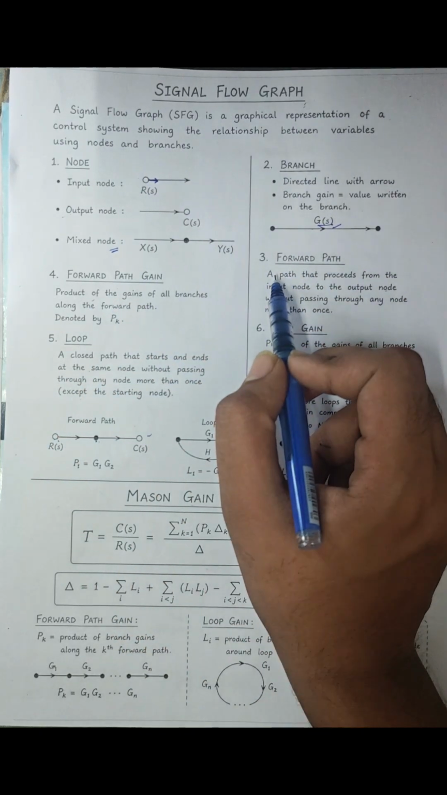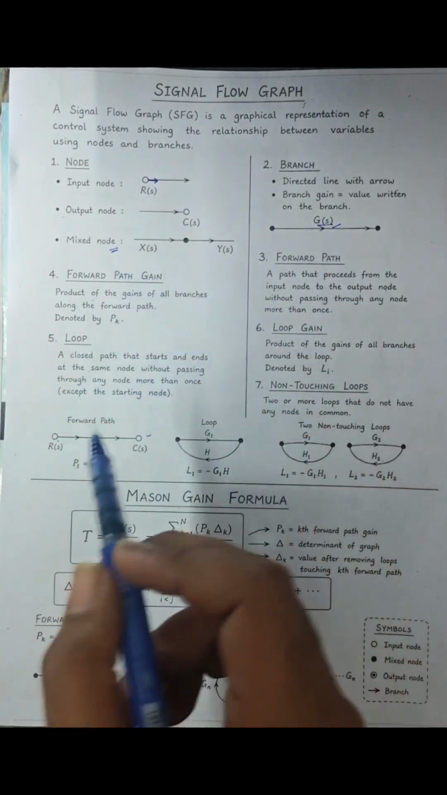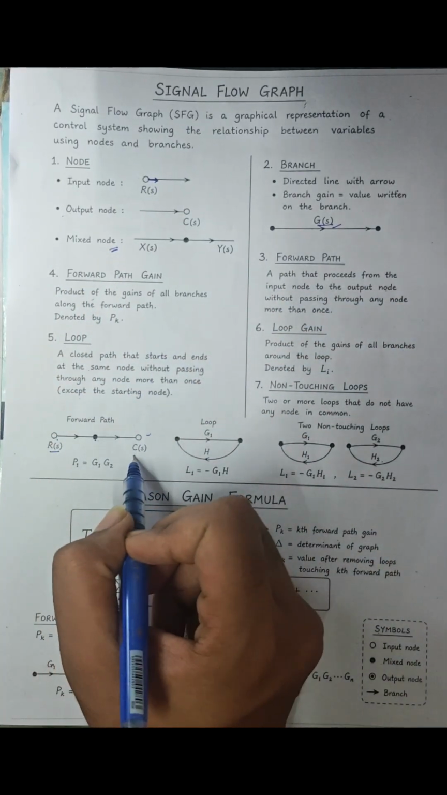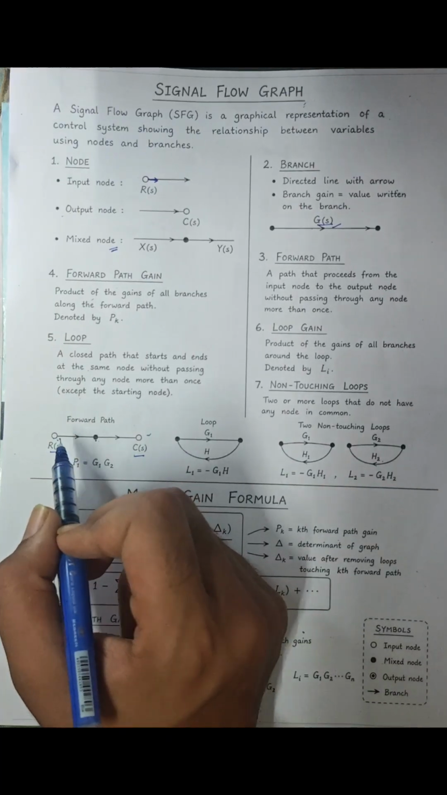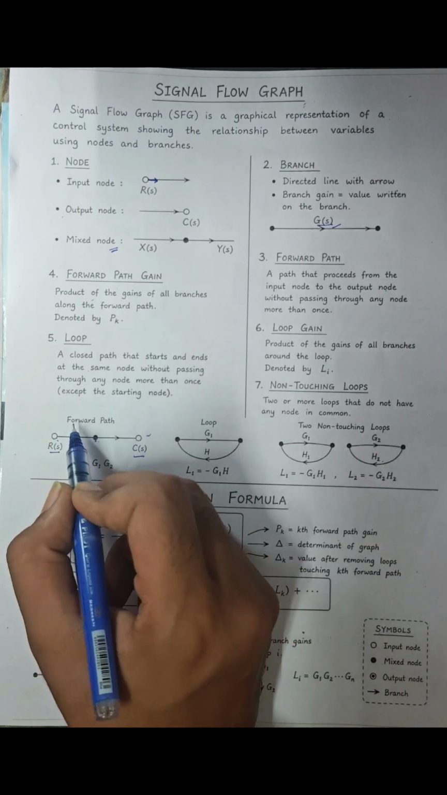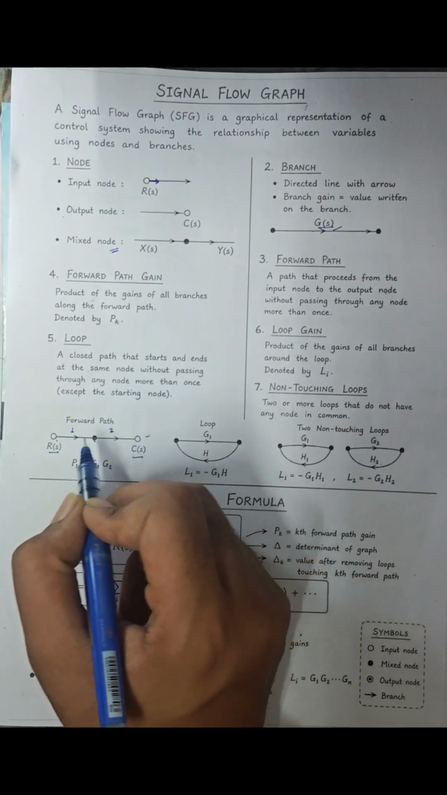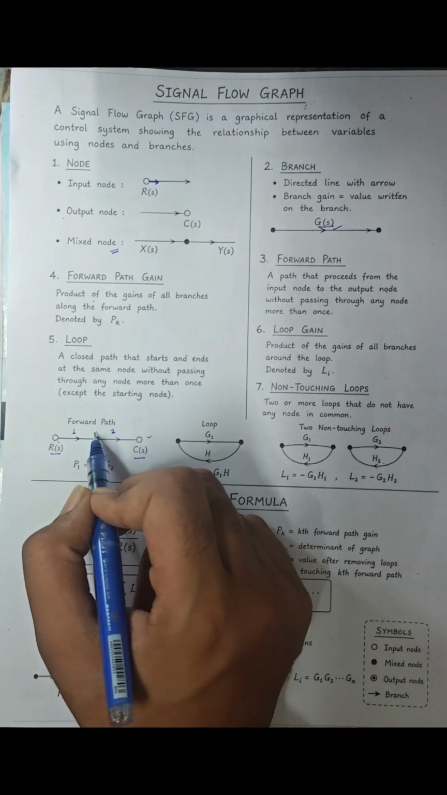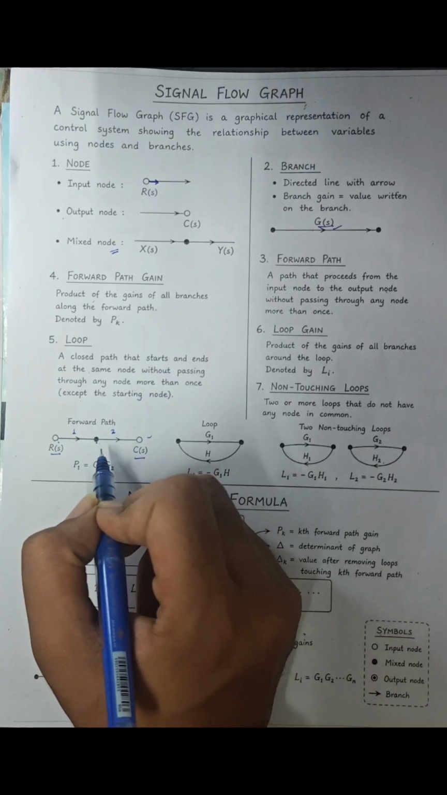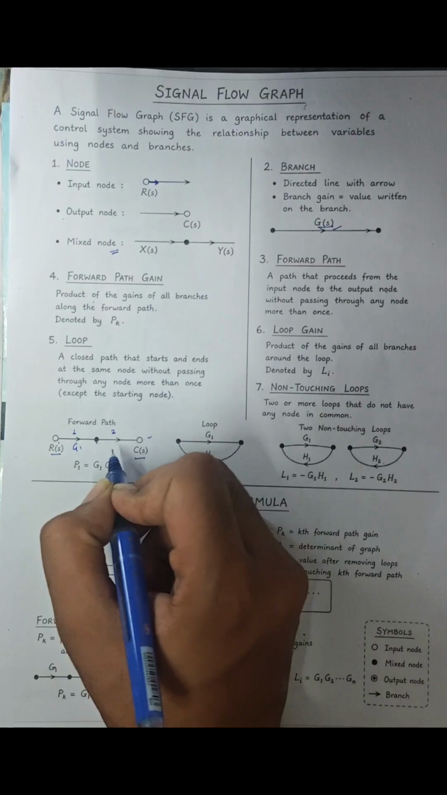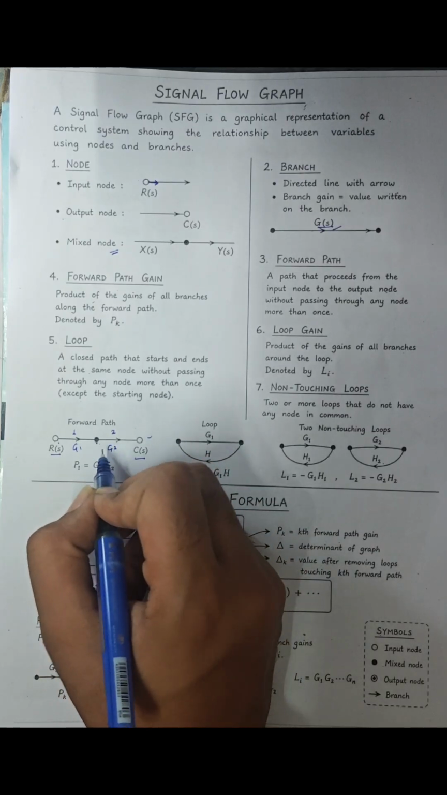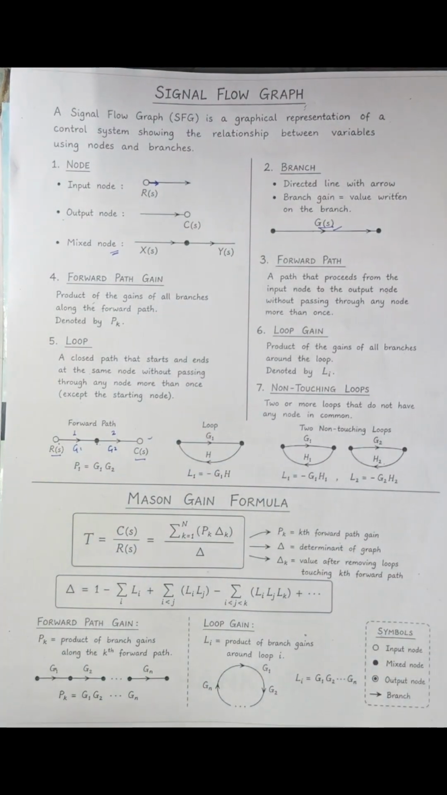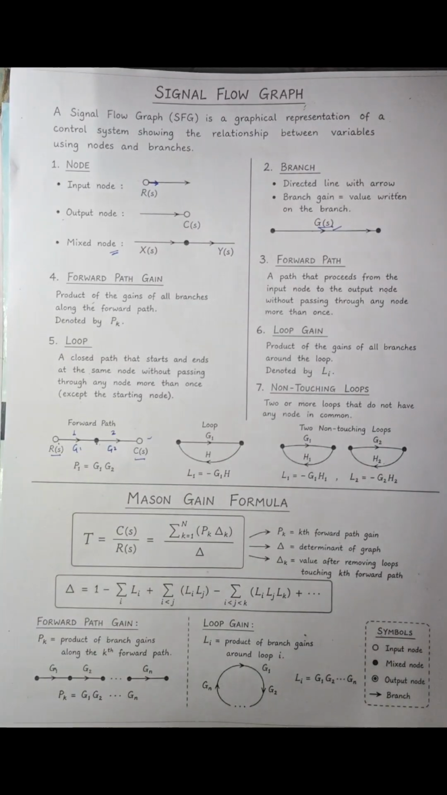What is forward path? A forward path shows that if RS is connected to CS, there is only one forward path. This is known as forward path, and if there is gain 1, here gain is 2. So the gain can be multiplied as CS by RS equals 1 into 2, which equals 2. Here we can write G1 as well, G2 as well. So forward path gain equals G1 into G2. I have explained forward path gain. It is the total gain of all the branches multiplied.